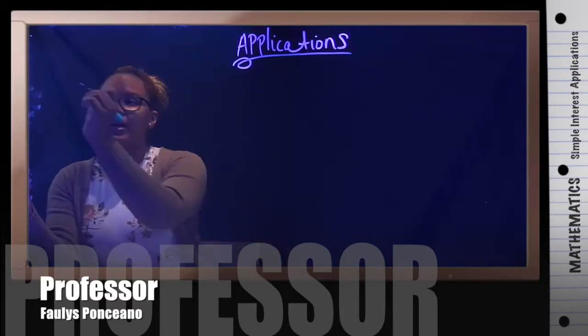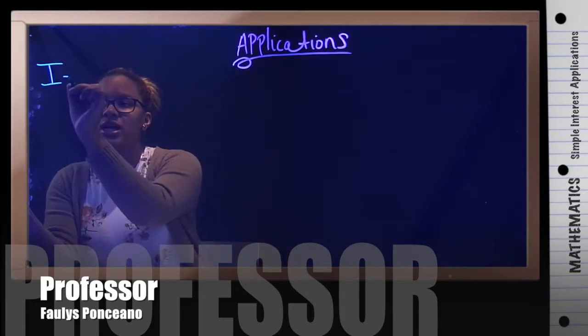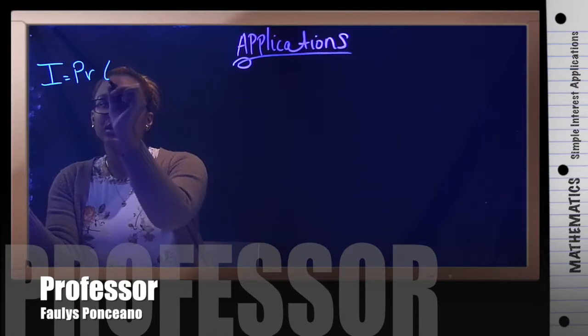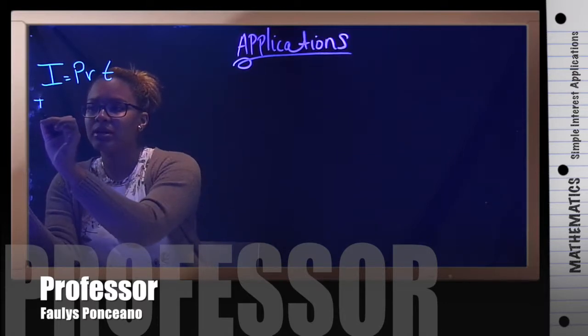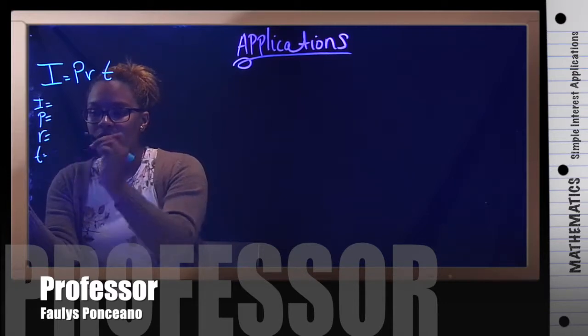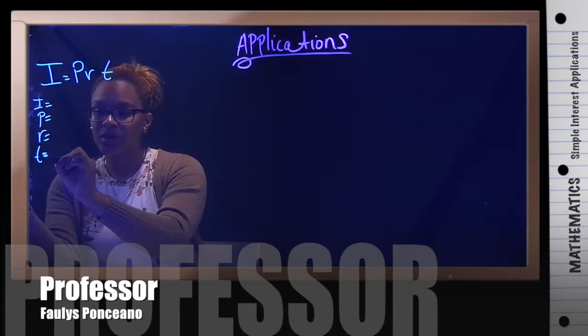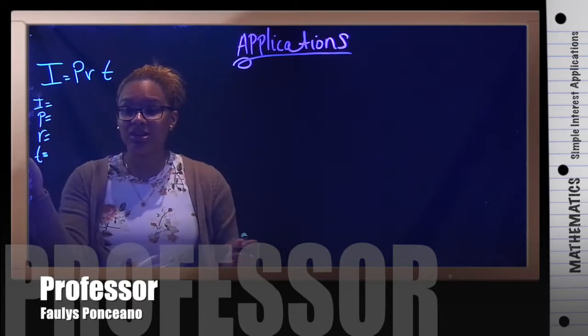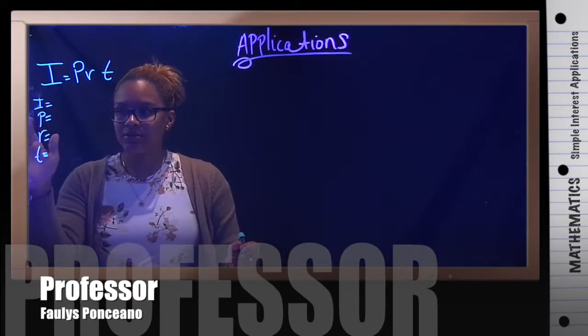So first we need to write the formula for simple interest, which is I equals PRT. Then we need to know something about I, P, R, and T. So we go back to the problem and we find what information we're given for each letter.